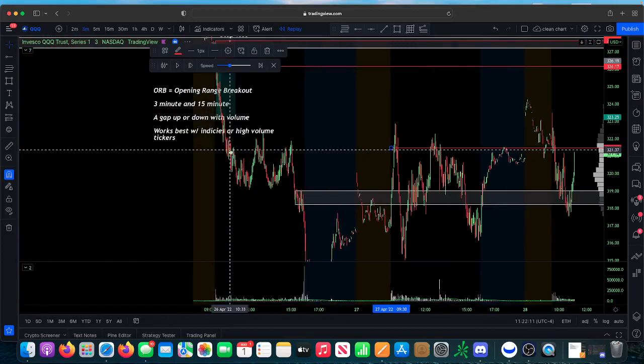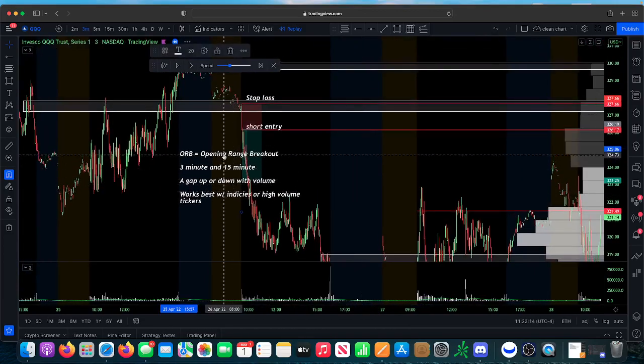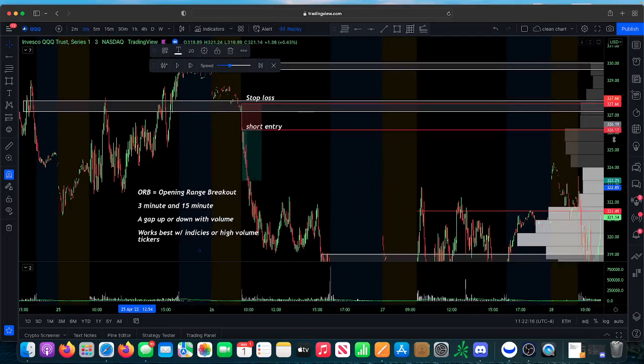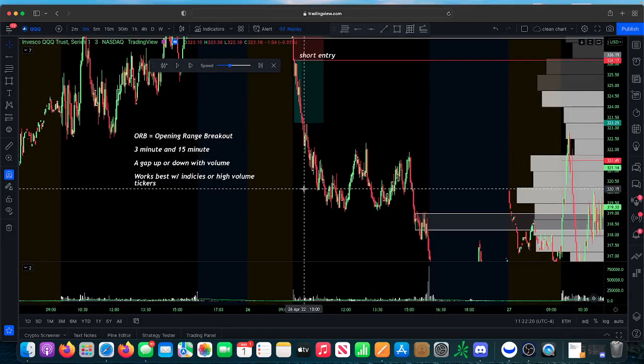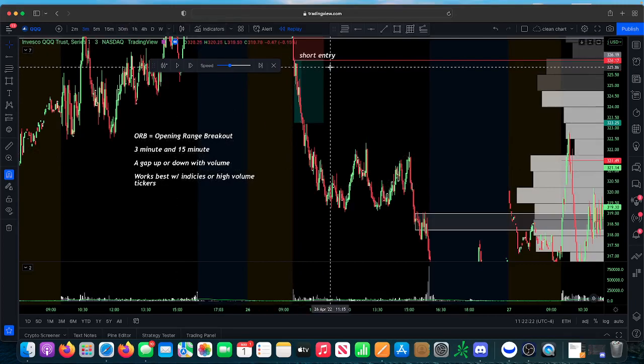Okay, so let's just review real quick. The ORB is the opening range breakout. You can use any opening range that you want. I use the 3 minute and 15 minute.